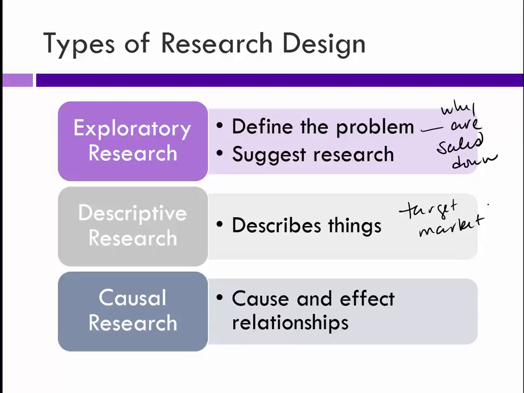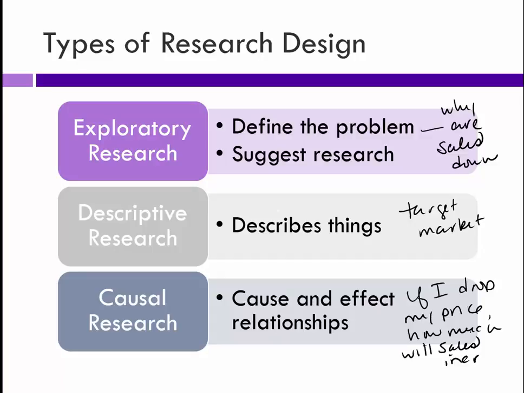And causal research looks at cause and effect. So for instance, if I drop my price, how much will sales increase? Maybe I'm going to just drop it in one region first before I drop it everywhere. Or it could be the opposite. If I raise my price, what happens to sales? We're going to do something and then see what happens. So these would be the three main designs of the research.